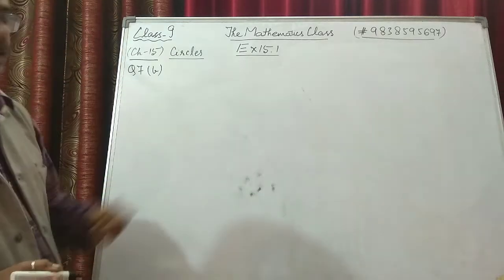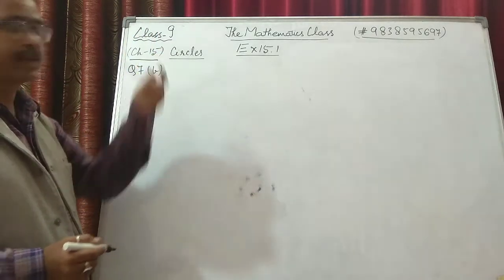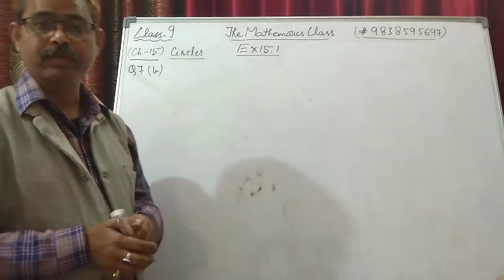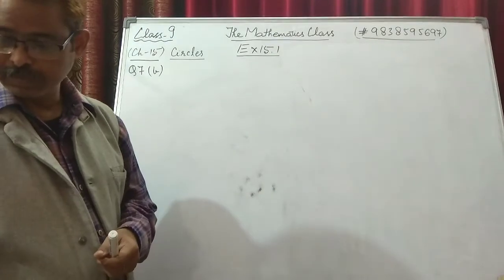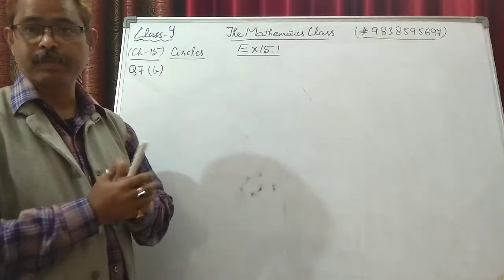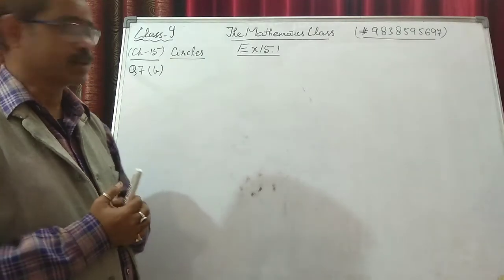Class 9, and the chapter that we are doing is Circles, chapter 15. The book we are following is Understanding ICSE Mathematics by M.L. Agrawal. Now we were doing exercise 15.1 and in this we have done up to question number 6.